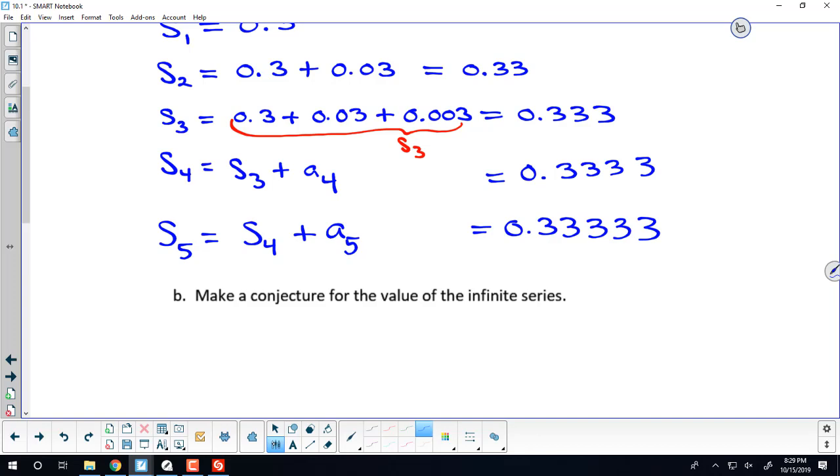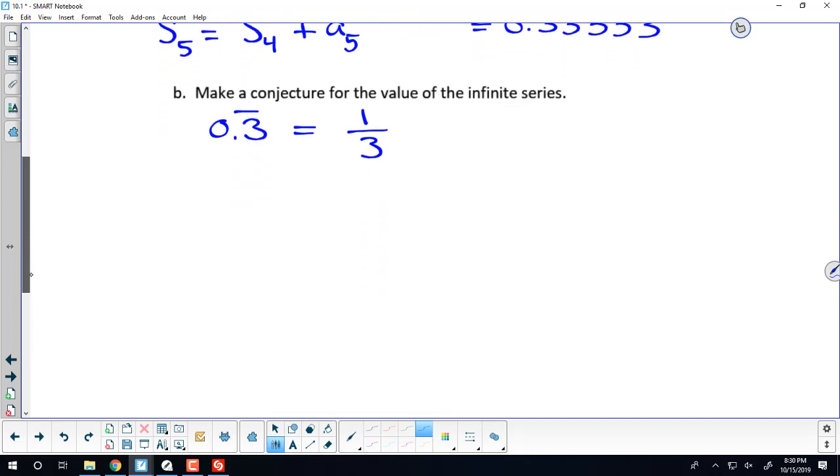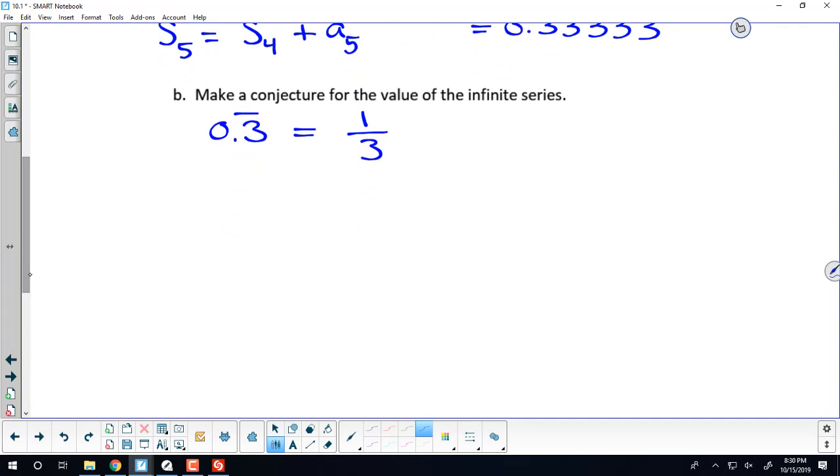So make a conjecture for the value of the infinite series. What do you think it is? 1/3, right? Just 0.3 repeating. How do you represent 0.3 repeating as 1/3? Maybe that one's trivial, maybe it's not. But in general, how do you take a repeating decimal? There's more of a series approach, which we'll talk about later, but there's also an algebraic approach. So let's say we didn't know that 0.3 repeating was 1/3.